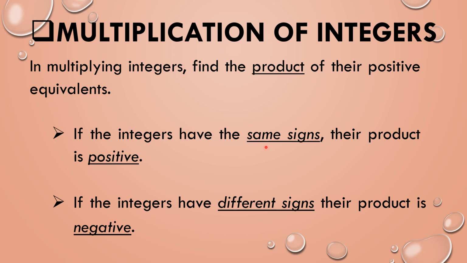So kapag ang dalawang number ay parehong positive, ang sagot ay positive. Kapag ang dalawang number ay parehong negative, ang sagot pa rin ay positive dahil tulad sila ng sign. Kapag naman ang dalawang numbers ay magkaiba ng sign, isang positive, isang negative, or isang negative, isang positive, ang sagot ay palaging negative. So same sign, positive, different signs, negative.